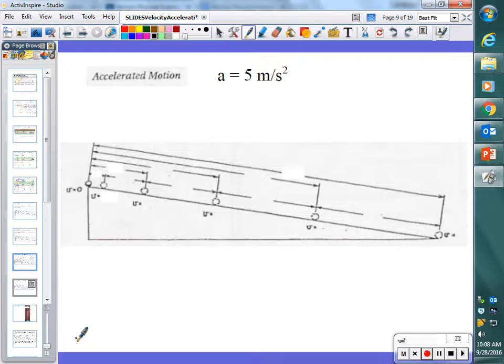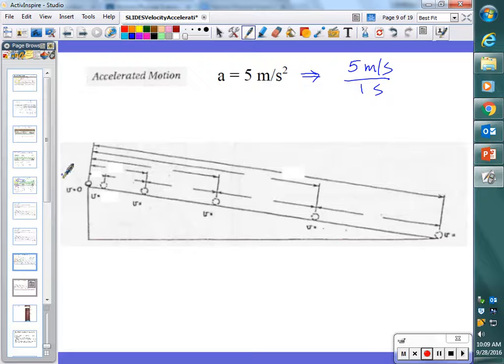Even though it doesn't look like it from the picture, this ramp is tilted a little bit steeper, and so now the acceleration is 5 meters per second squared. If the acceleration is 5 meters per second squared, what does that mean? Frank, go ahead. That the change in velocity is 5, and time is 1. Okay. Every second that goes by, the velocity changes by 5 meters per second. Good there?